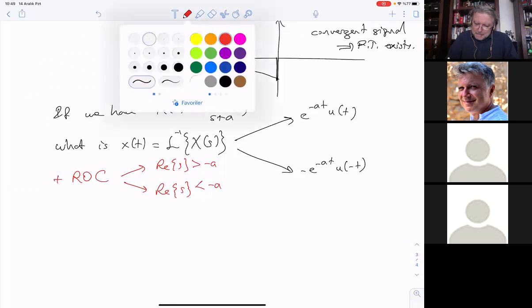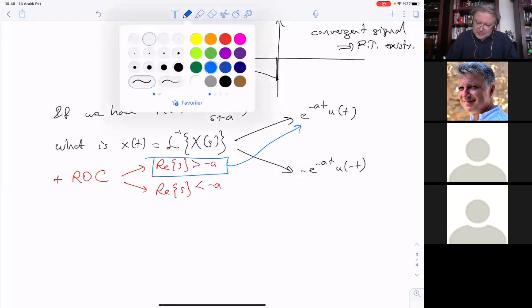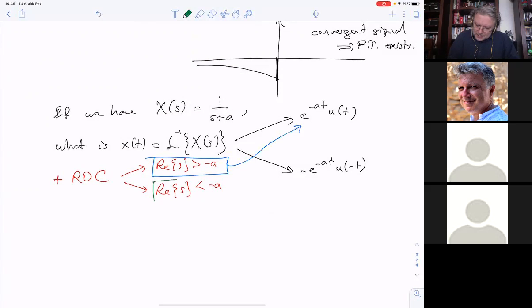And if the region of convergence is real part of s greater than minus a, then you have to give me this answer as x of t. And if the region of convergence is given as real part of s less than minus a, then you have to give me this answer. The answer is, the time signal is minus e to the minus at u of minus t. So there are two options, and the options are decided according to the region of convergence and nothing else.